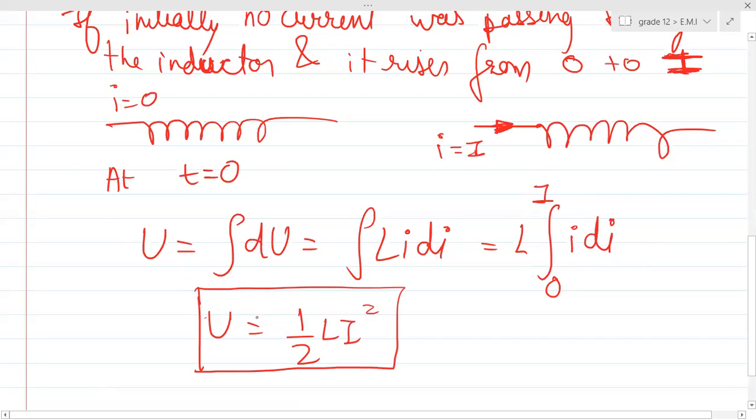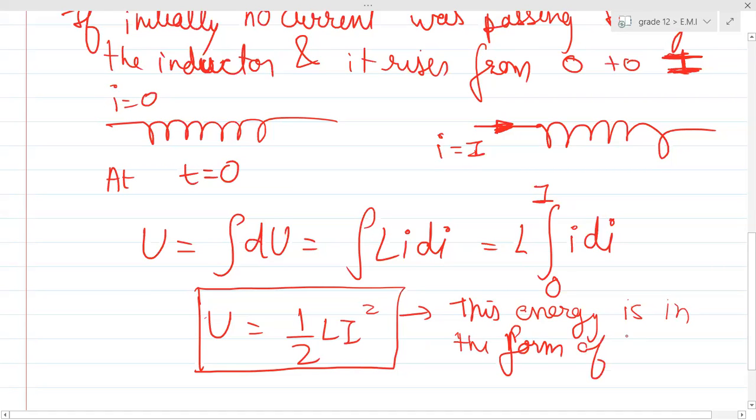This is the energy which gets stored. What kind of energy is this? Magnetic energy, or flux. The energy is in the form of magnetic field energy. I told you, wherever there will be a field, there will be some energy associated with it.